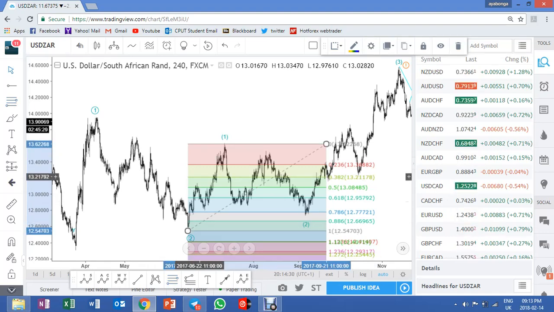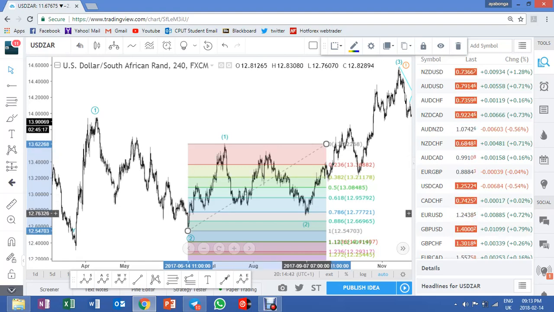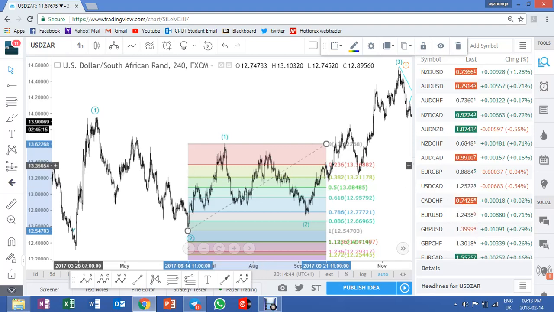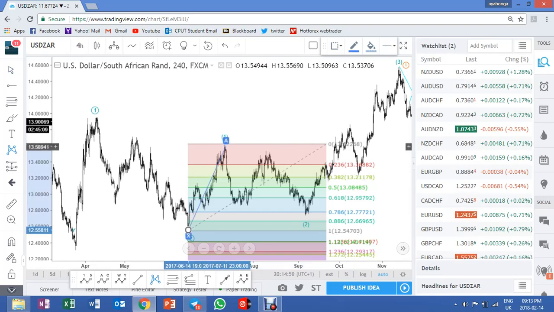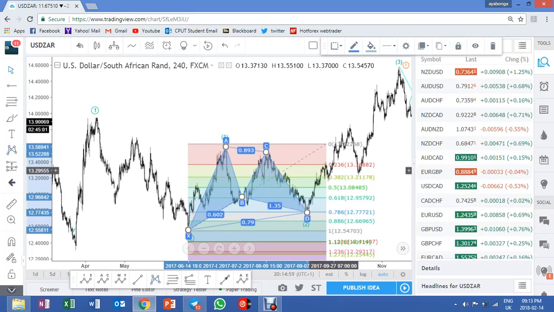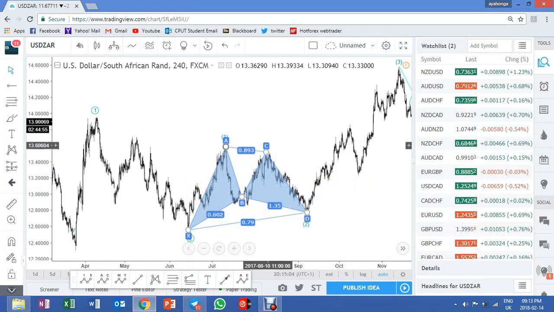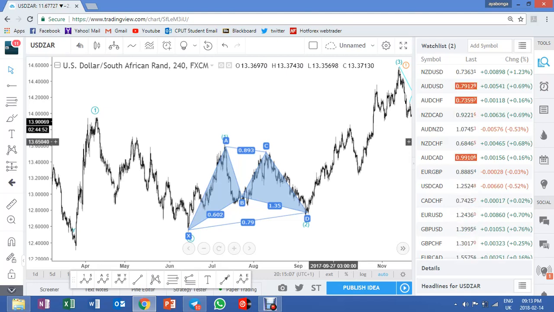There you have your X, you have your A, you have your point B, you have your point C, and you have your point D at 78.6%. Your B is at 61.8. So you draw your structure like this. This is how you draw a structure. You see, your take profit is at point A. Here, successful pattern. Yeah.